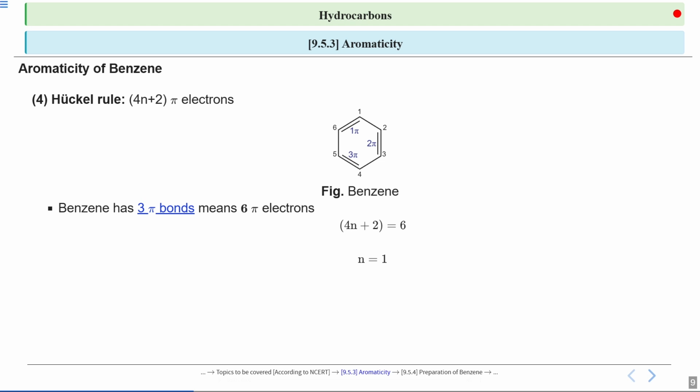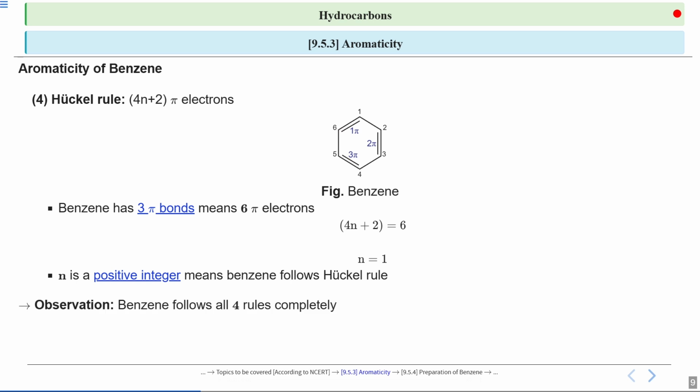If you look at benzene, it has 3 pi bonds. That means 6 pi electrons, where 3 pi bonds are donating 2 electrons each. Plugging this into Huckel rule, 4n plus 2 is equal to 6, so n is equal to 1. This calculation shows that benzene meets the numerical requirement for aromaticity because n is a positive integer here. Therefore, the benzene ring is following all of the four rules, including the Huckel rule. This confirms that benzene is aromatic in nature.